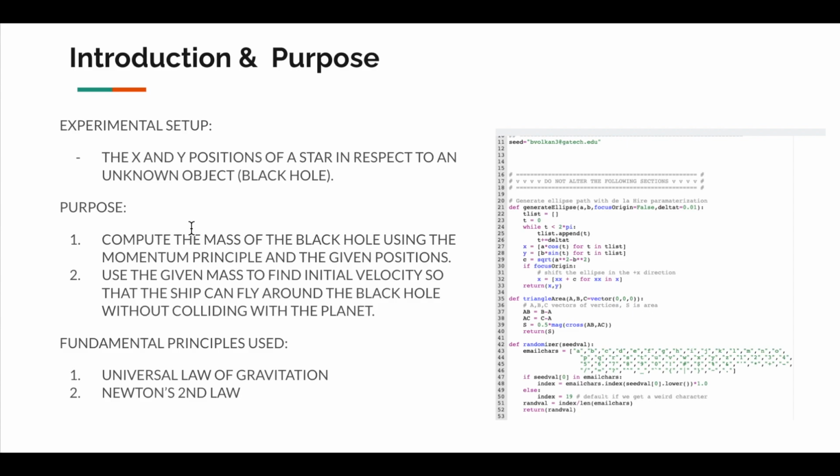And then afterwards, we're going to use this mass to find the initial velocity so that a spaceship on that planet can fly around the black hole without colliding with the planet. The fundamental principles we're going to use are the universal law of gravitation and Newton's second law for the position and velocity updates.